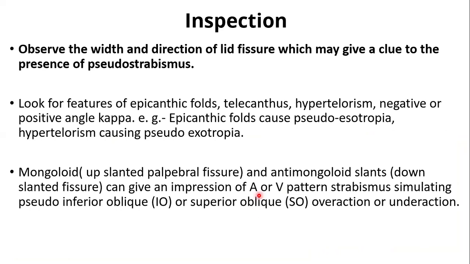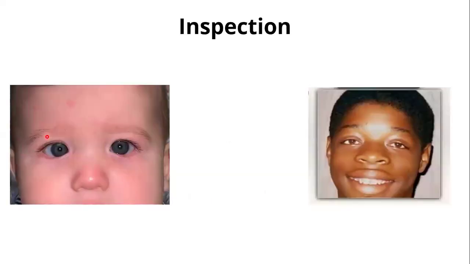Also, inspection to observe the width and direction of the lid fissure may give a clue to the presence of pseudostrabismus. Look for features of epicanthic folds, telecanthus, hypertelorism, and negative or positive angle kappa. Also, the mongoloid up-slanted palpebral fissure and the anti-mongoloid down-slanted fissure. All these can give an impression of A or V pattern strabismus, simulating pseudo inferior oblique overaction or superior oblique overaction or underaction. You can see in this picture, because of the epicanthic folds, there is pseudo-esotropia.